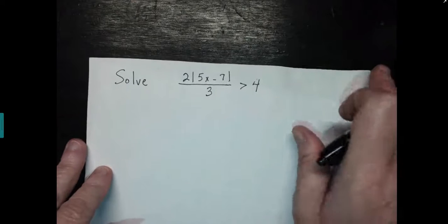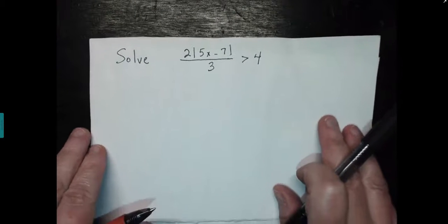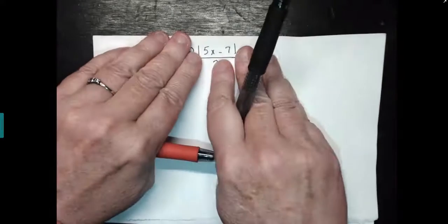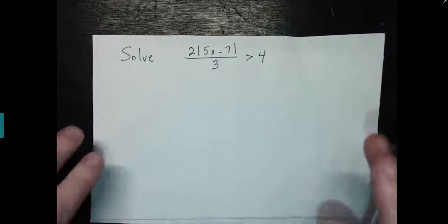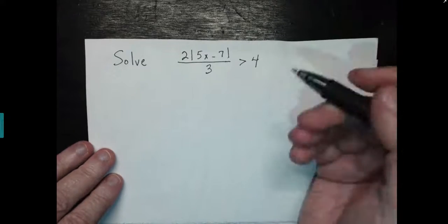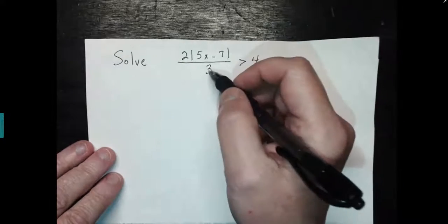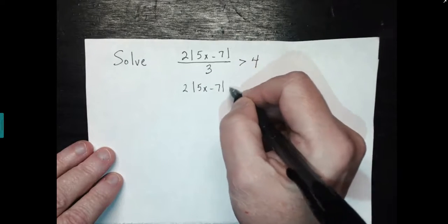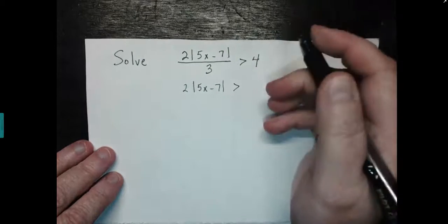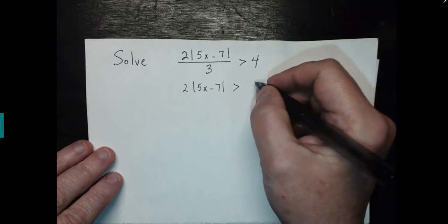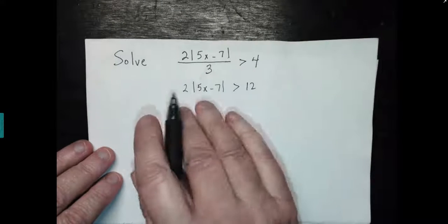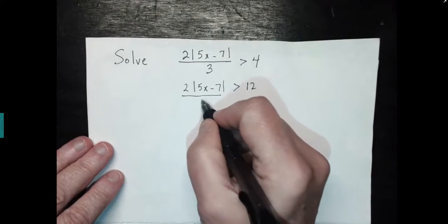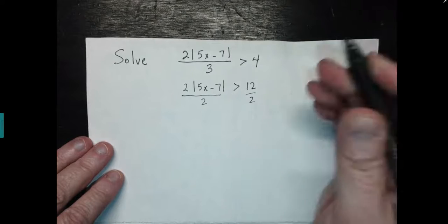Okay, well, it's not in a position yet where I can manipulate it. And what I want to do is isolate the absolute value. So I want to get that by itself on the left-hand side. So I'm going to multiply both sides by 3. So when I multiply this by 3, the 3's will cancel and I'll just be left with that. And multiplying by a positive number does not change the arrow. So 4 times 3 is 12. And then, as I said, to isolate this absolute value symbol, I'm going to divide both sides by 2. And dividing by a positive number on both sides does not change the direction of the arrow.